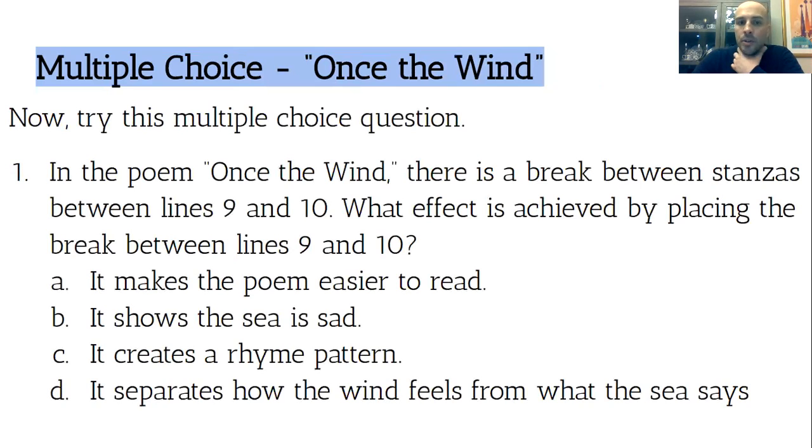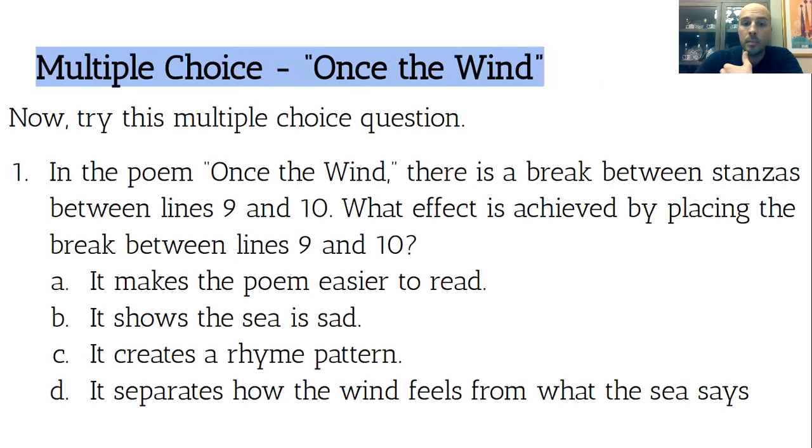All right, so remember I said earlier that you might be asked questions about the techniques that poets use as they're writing their poetry, right? And because we use that awesome strategy of asking ourselves, why did the author use this technique while they were writing? Now we're already prepared to answer these types of questions. So let's try this question. In the poem Once the Wind, there's a break between stanzas and between lines 9 and 10. What effect is achieved by placing the break between lines 9 and 10?